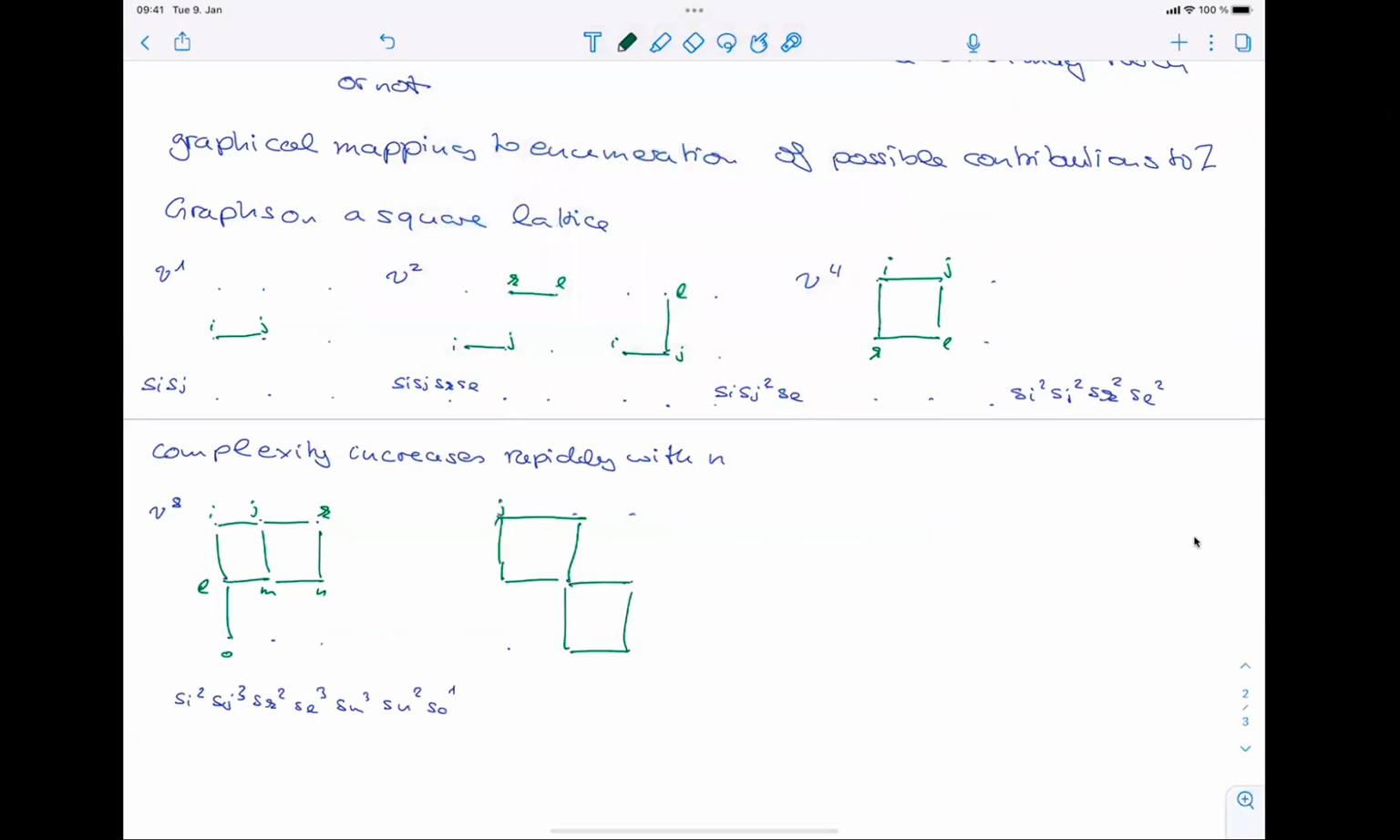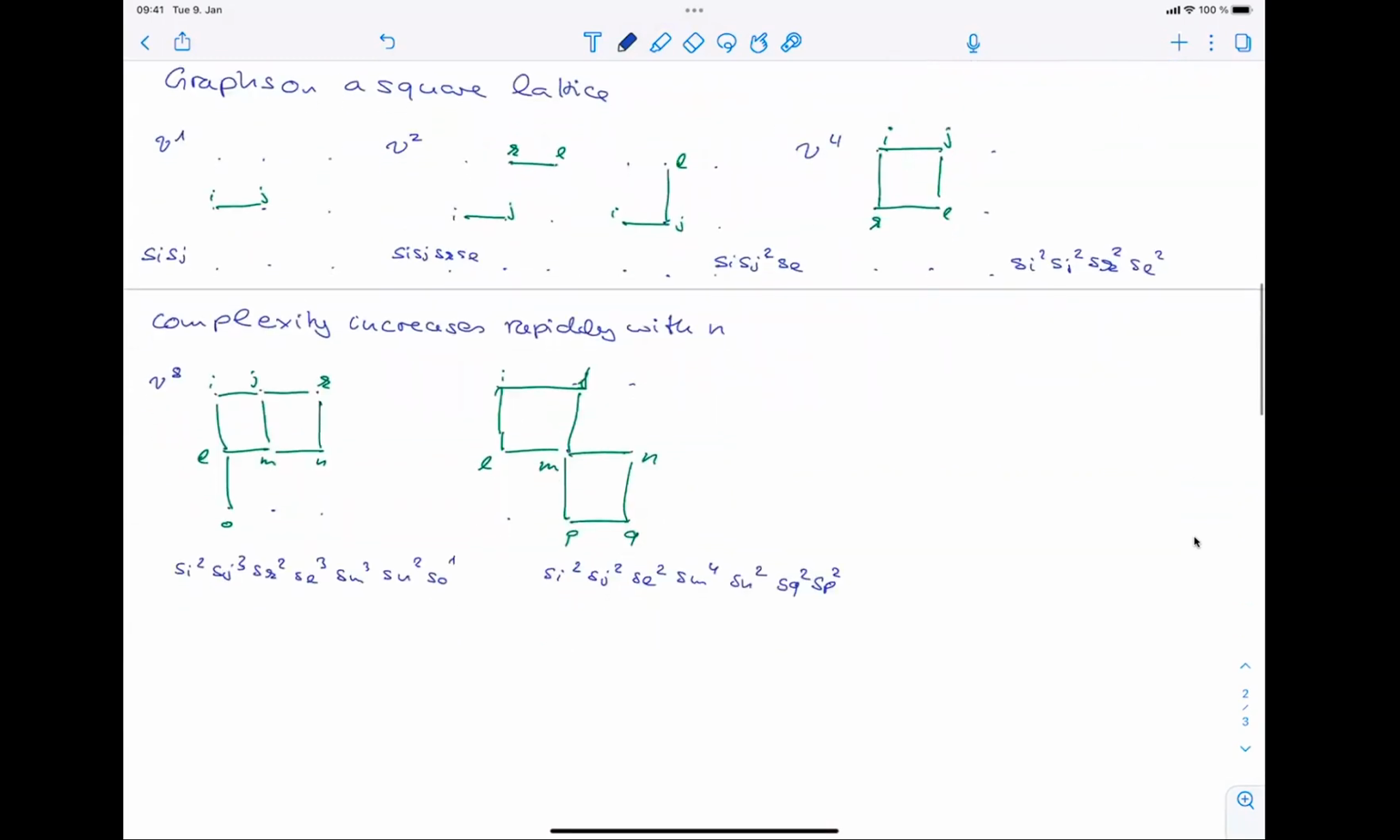And here, i, j, m, n, p, q. I would have si squared, sj squared, sl squared, sm to the power 4, sn squared, sq squared, sp squared. Okay. So we see there's going to be tons of graphs that we could put down.